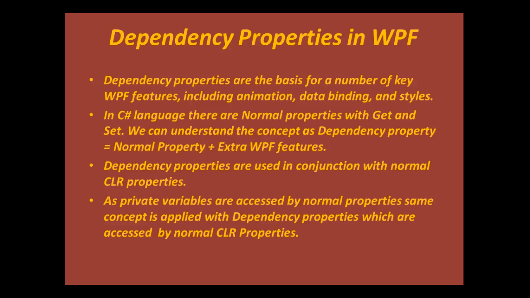Now in the C# language, there are normal properties with get and set. Now if you add some extra WPF features such as styling, animation, etc. to those normal properties, then it is called a dependency property. Or you can say dependency properties are just like normal CLR properties hooked with extra infrastructure or WPF features. Also, dependency properties are used in conjunction with normal CLR properties. So in order to access a dependency property, you will need normal CLR properties. Let's jump to Visual Studio and quickly see what I mean by these three points.